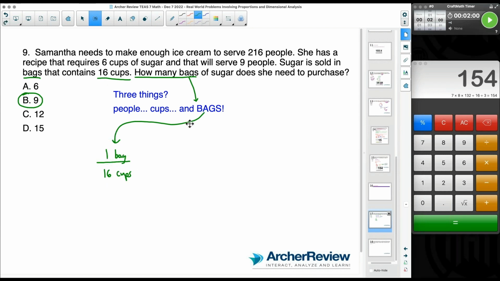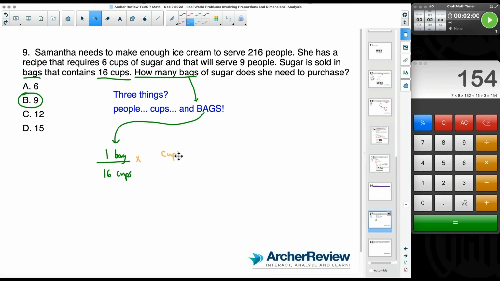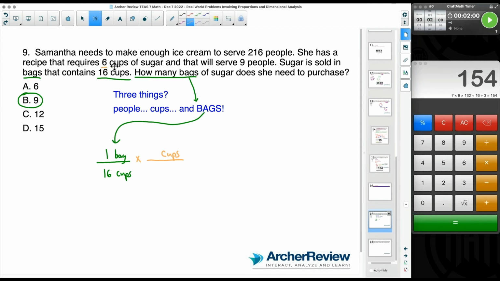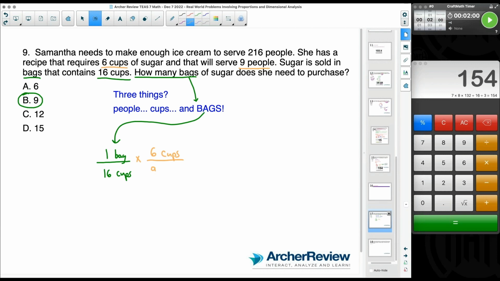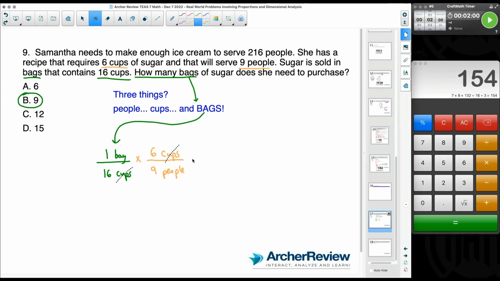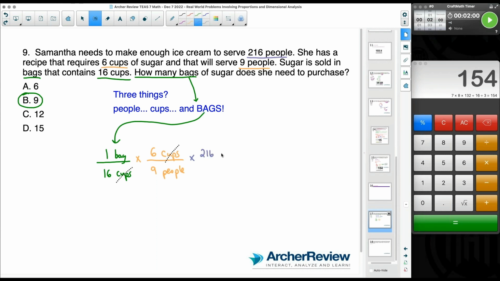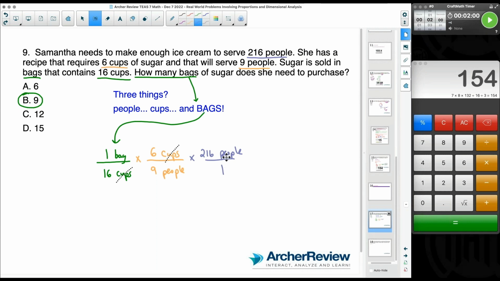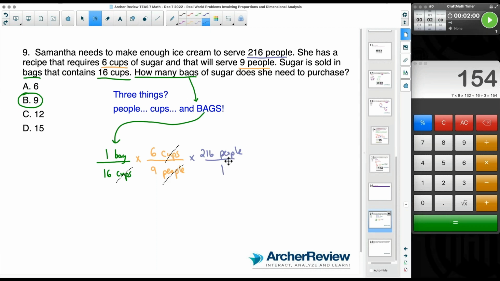Now from here, it works out just like the color stuff we just did. So what do we want to get rid of? Cups. And what do we know about cups? 6 cups of sugar will serve 9 people. I hope y'all are seeing the similarity now. Even if you don't fully understand it, I hope y'all see it. It's the same thing. We're getting rid of words. And now we want to get rid of people. And we know there's a grand total of 216 people. And that can be that one party that Samantha's making all of this ice cream for. But yeah, we've gotten rid of everything.